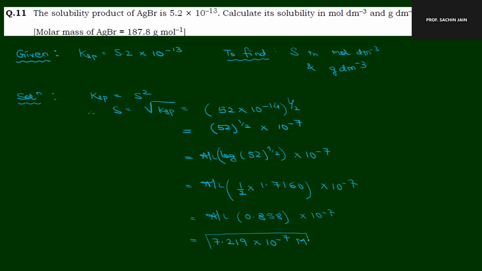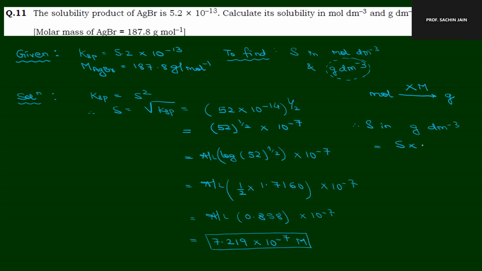अब दूसरा पार्ट, they have also asked in gram per dm cube. So here you are supposed to convert the moles into gram. मोल्स को ग्राम यानी वेट में कैसे कन्वर्ट करते हो, into molar mass. और मोलर मास आपको दिया हुआ है क्वेश्चन में, AgBr का 187.8 है। तो बस यहाँ पे एक ही चीज इंपॉर्टेंट था, that the solubility in gram per dm cube is equal to S times 187.8, which is 187.8 into 7.219 into 10 power minus 7.